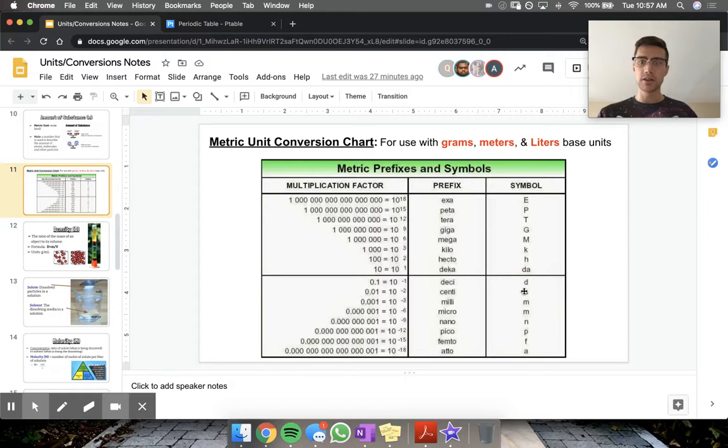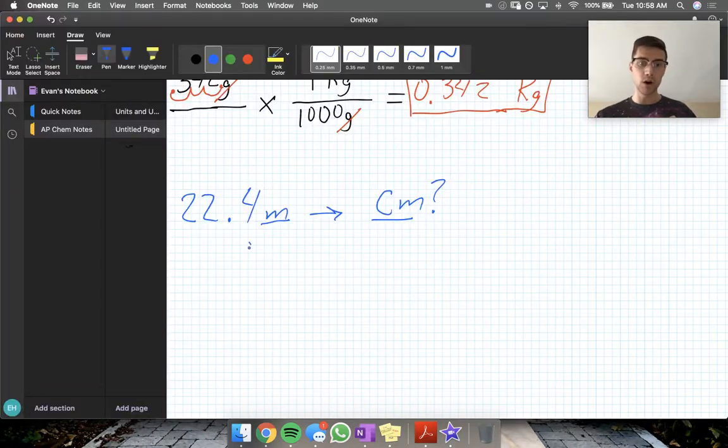Our C. Now, the M that comes after the C refers to the meters, not milli, because we can't have 2 prefixes for something. That doesn't make any sense. So the prefix centi means 0.01 or 1/100th of something. If 1/100th of a meter is the same as a centimeter, that means that 100 centimeters is the same thing as 1 meter.